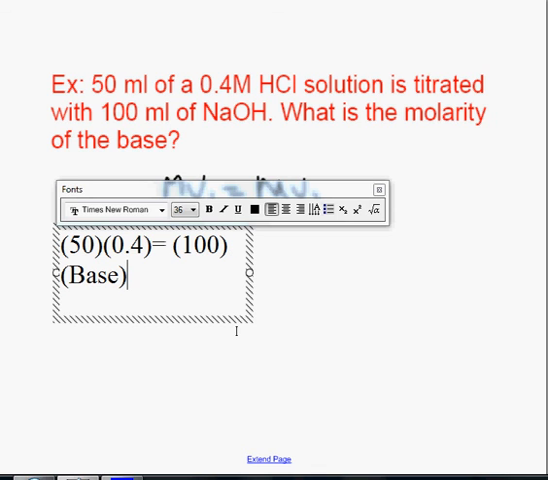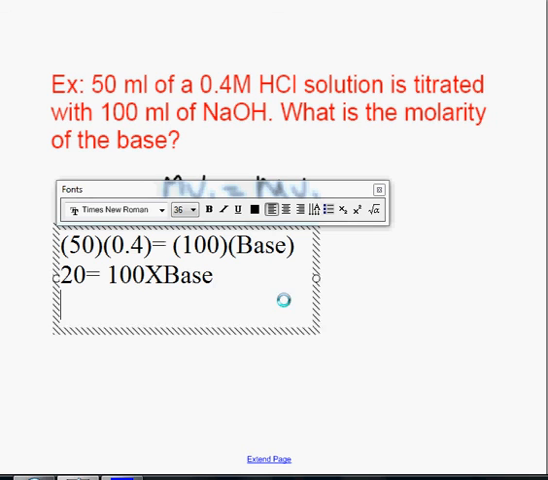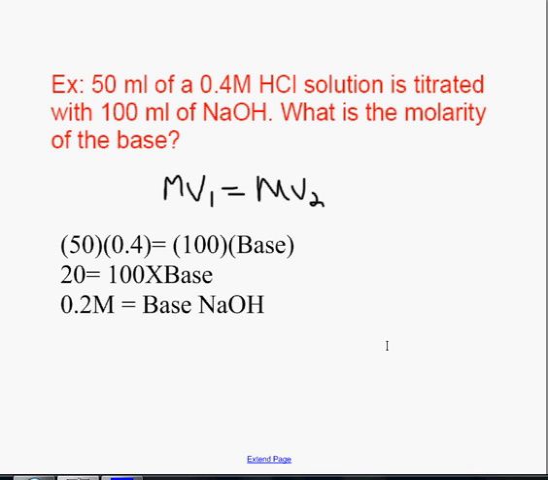I don't know what the concentration of the base is. Let's spread that out. So 50 times 0.4, what do we get for that? Is that 20? Sounds like 20. Equals 100 times the base. 20 divided by 100 is 0.2, so that must have been the molarity of the sodium hydroxide base. And that's how you can do a titration. If you use a known acid, you can figure out an unknown base, and vice versa.